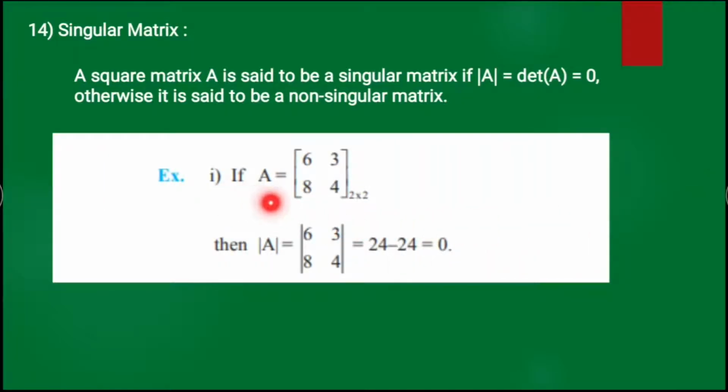For example, if A is equal to a matrix having elements 6, 3, 8, 4, we calculate the determinant of this matrix A. So 6 4s are 24 minus 8 3s are 24, we get 0. So this matrix A is a singular matrix because determinant of this matrix A is 0.